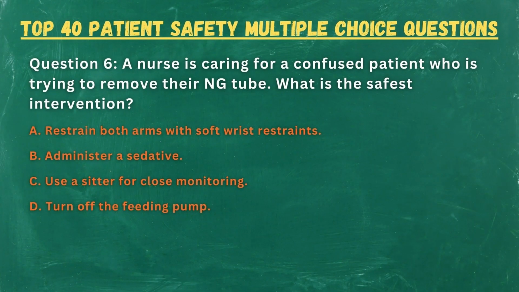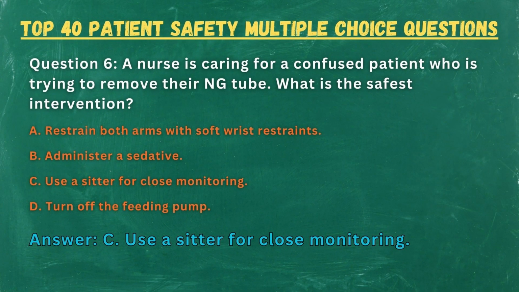Question 6. A nurse is caring for a confused patient who is trying to remove their NG tube. What is the safest intervention? A. Restrain both arms with soft wrist restraints. B. Administer a sedative. C. Use a sitter for close monitoring. D. Turn off the feeding pump. Answer. C. Use a sitter for close monitoring.